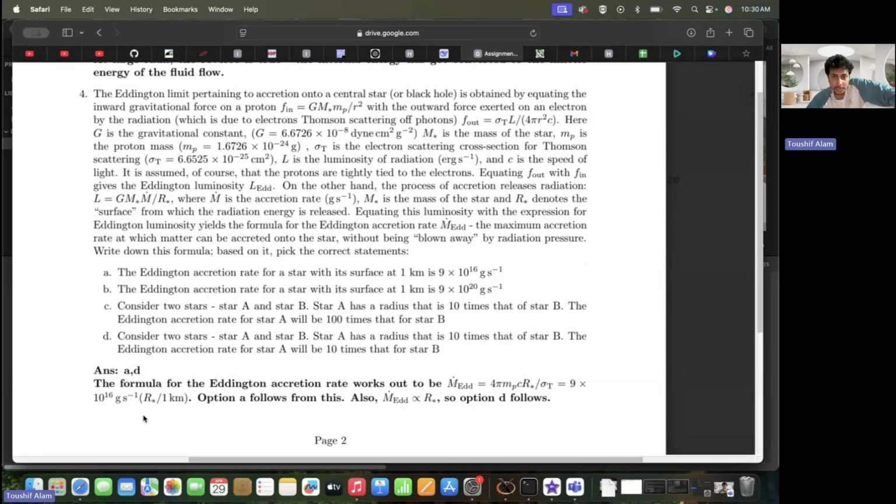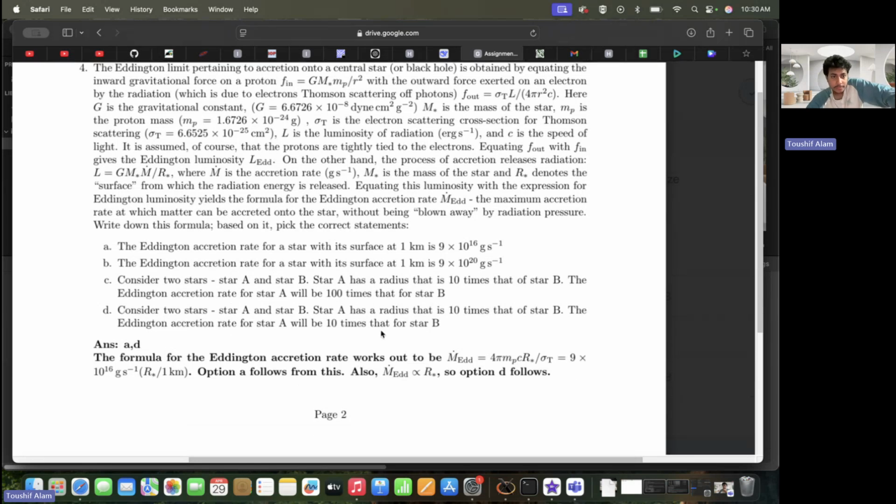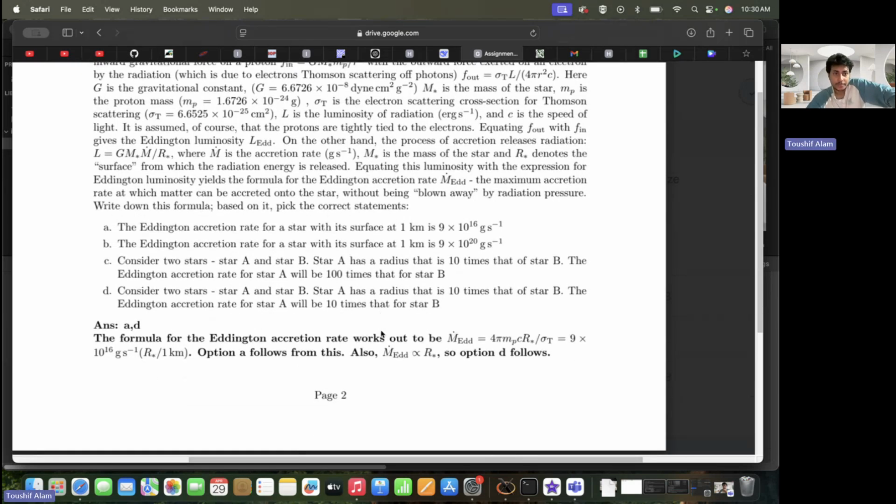This is 90 10 to 26. It's about 1 kilometer. At 1 kilometer, it is this value. So option A is correct. Option A follows from this also, M in relation to R star. Option D follows. And they are correct.